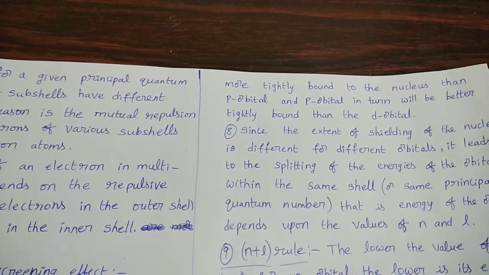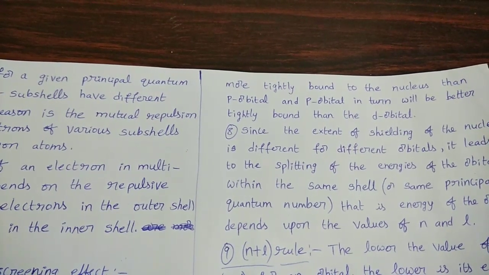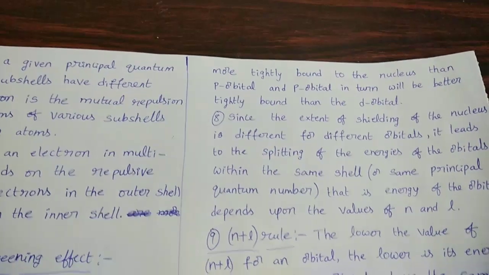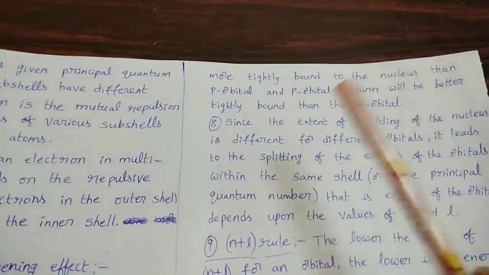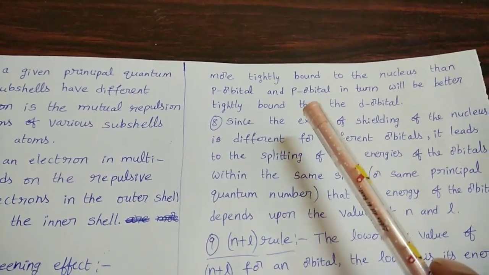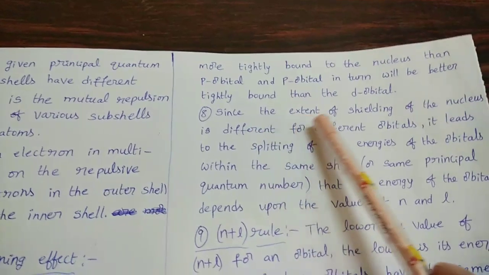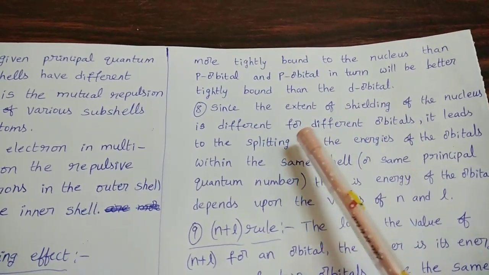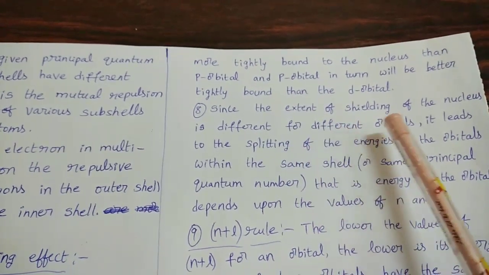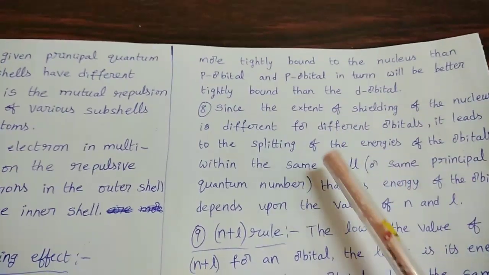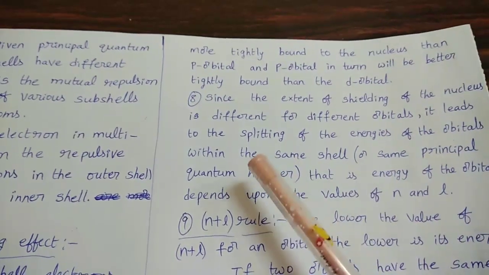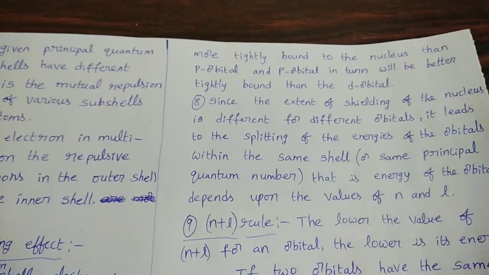If we consider l value for these orbitals, l value increases, but closeness of the orbital to the nucleus decreases. Since the extent of shielding of the nucleus is different for different orbitals, it leads to the splitting of the energies of the orbitals within the same shell.